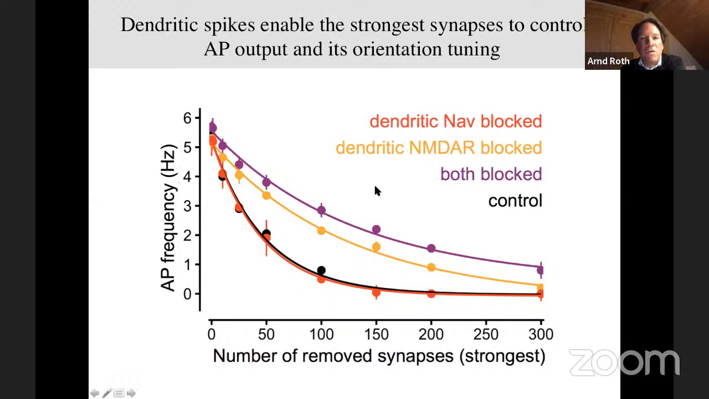If you do that in control, in black, you have to take out about 42 to reduce the action potential frequency by about 1/2. But we have to take out twice the number if NMDA receptors have been blocked and everything has been compensated by somatic current injection so that it does still fire at 0 synapses removed. So we can see that having dendritic active mechanisms enables fewer synapses to have more say on the output of the neuron, or any output at all, because if you don't compensate the block, the cell will not fire.